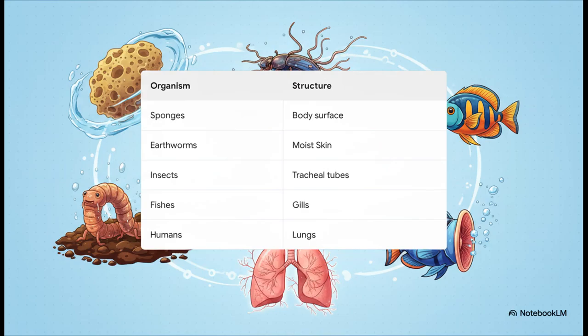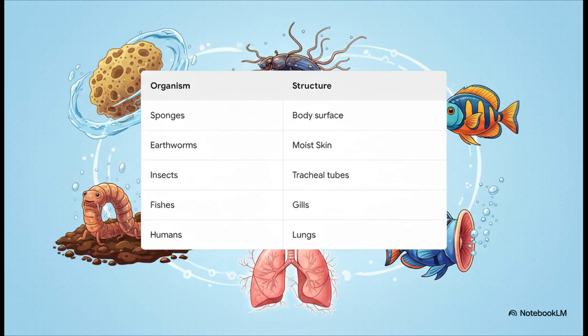Brilliantly, nature has solved this whole oxygen problem in quite a few different ways as life evolved. Simple, lower organisms like sponges, they just absorb it directly through their entire body surface. Moving up the evolutionary ladder a bit, earthworms evolved to use their moist skin. That's a process called cutaneous respiration. Insects, they rely on a whole network of tracheal tubes.